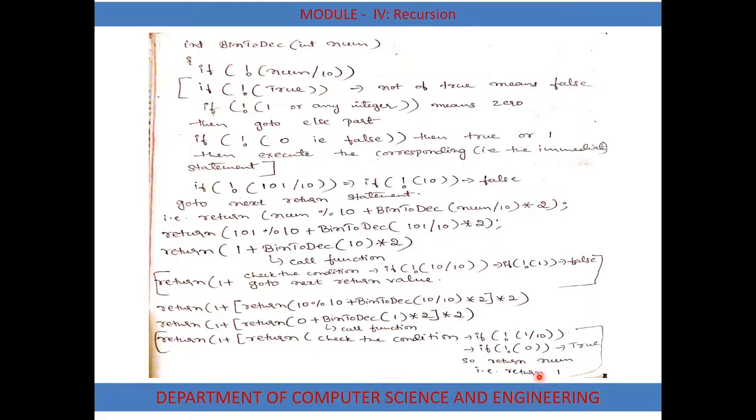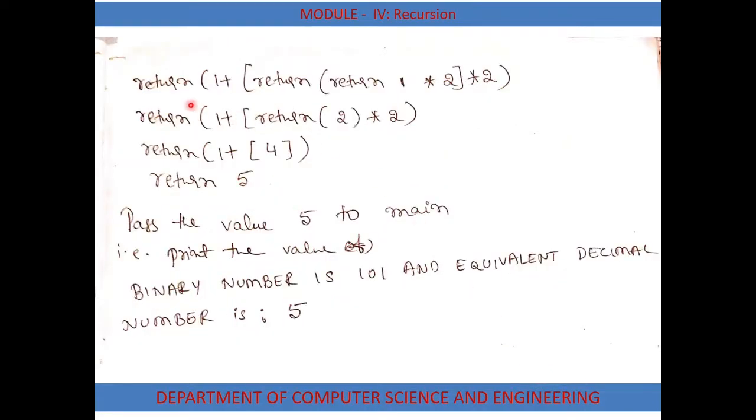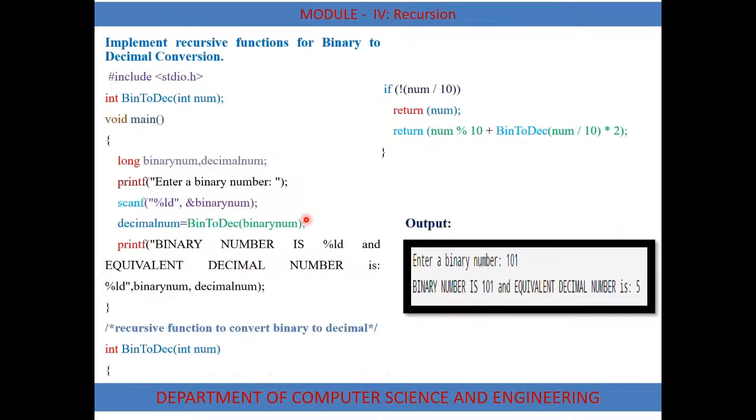Now substitute the same value in the expression, that is return of 1 plus return of 1 into 2 into 2. So finally you get return of 1 plus 4, that is return 5. Pass this value, 5, to the main function, that is print the value of decimal.